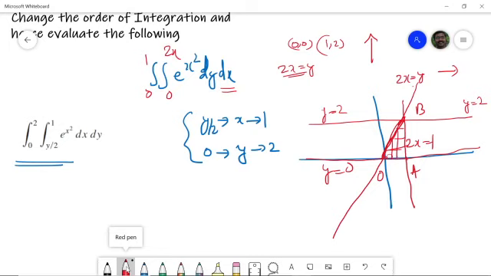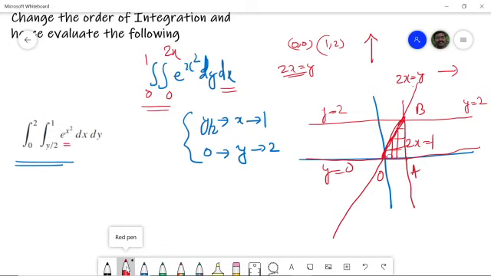Okay, so now we evaluate this problem. Before we evaluate, you can see that we can't do the given problem directly, because you can't find the integral of e raised to x square. So directly you can't do the problem. If you change the order, you can easily evaluate it, because now we have changed the order. So how will you evaluate this?